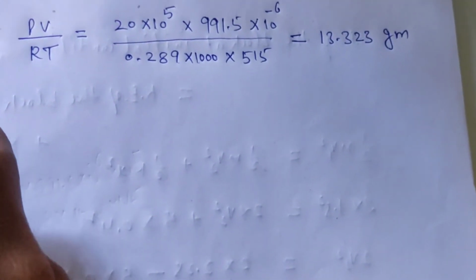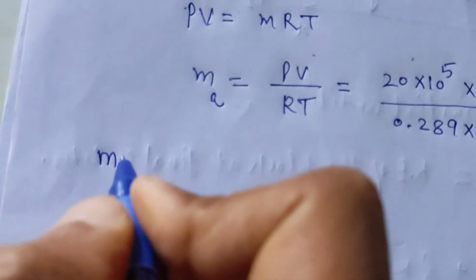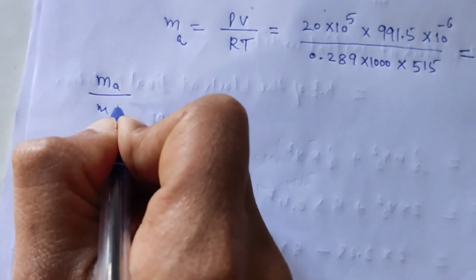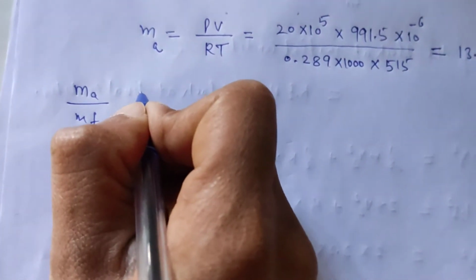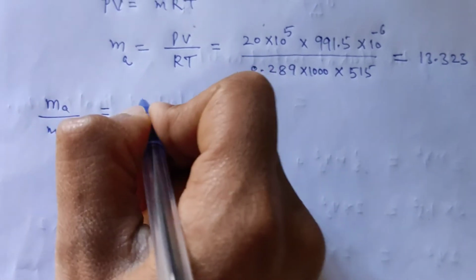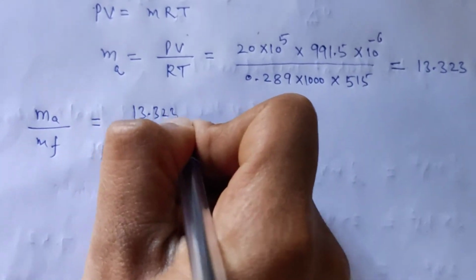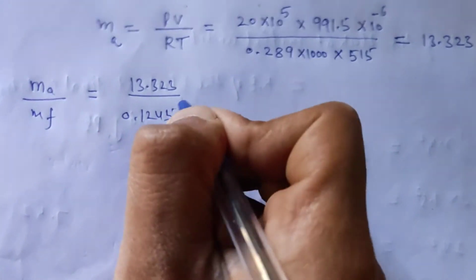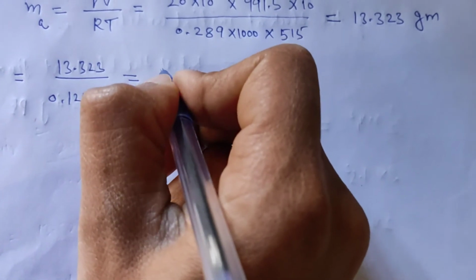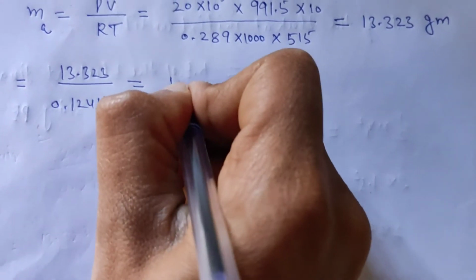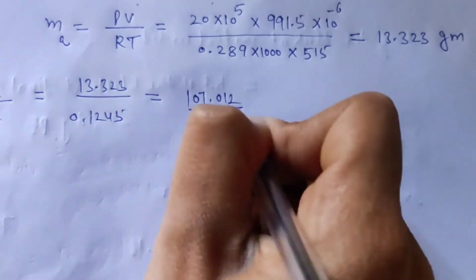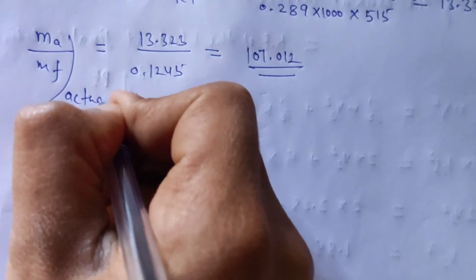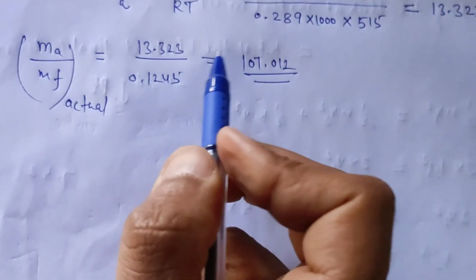So now the ratio of the mass of air to the mass of fuel will be equal to the mass of air, 13.323, over the mass of fuel, which is equal to 0.1245. So finally it is equal to 107.212. So this is the actual air fuel ratio.